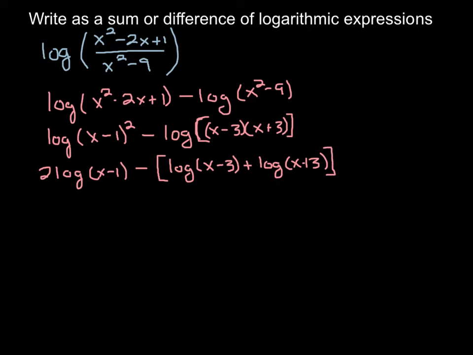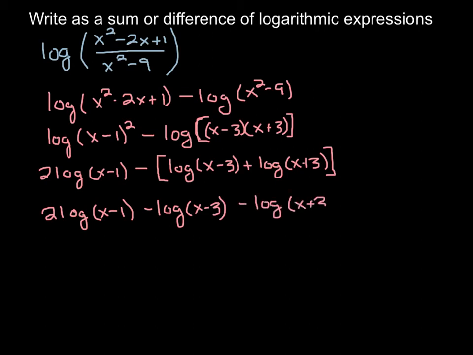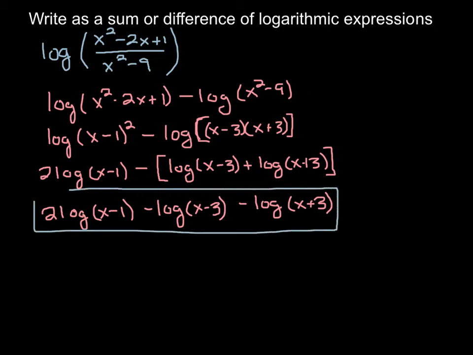Alright, so far so good. Now, we can either leave it like that, or we can distribute this negative to both these terms. Either way, you'll get the right answer. So I'm just going to distribute those negatives just to make it look nice and pretty. And there we go. There is our final answer. So pretty much we just rewrote that logarithm using the properties and we expanded it completely. Now it's in the sum or difference of logarithmic expressions.